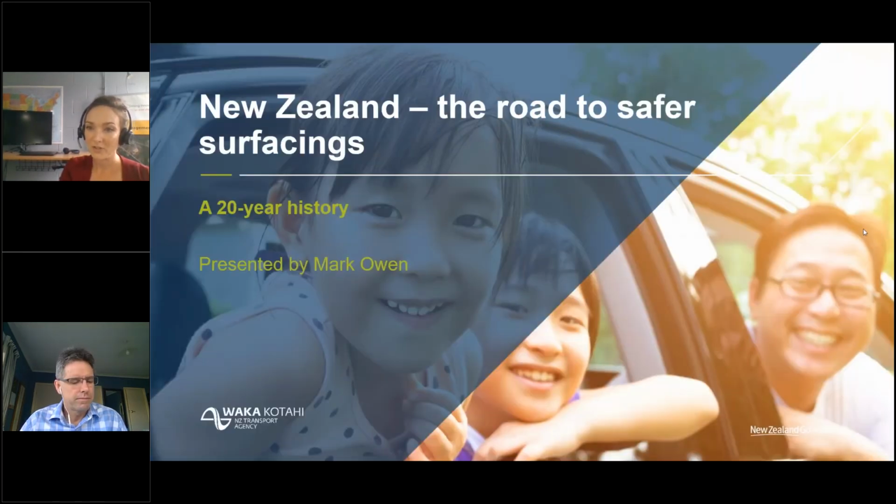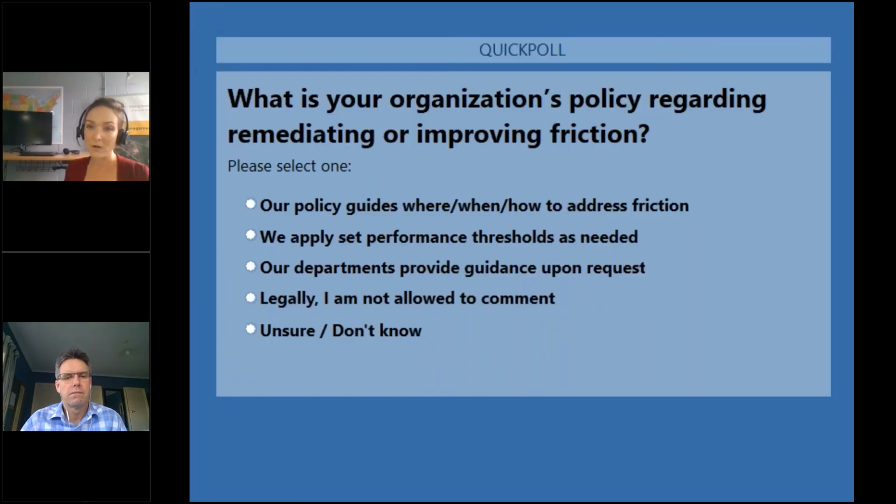So then the second question I have for everyone is, what is your organization's policy regarding the remediation or improving of friction? A, our policy guides when, where, and how to address friction. B, we apply performance thresholds as needed. C, our departments provide guidance, so that might be maintenance, materials, planning or otherwise, provide guidance as needed. D, legally, I'm not allowed to comment. Or E, unsure, I don't know.